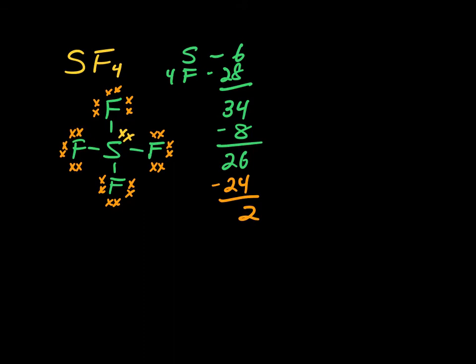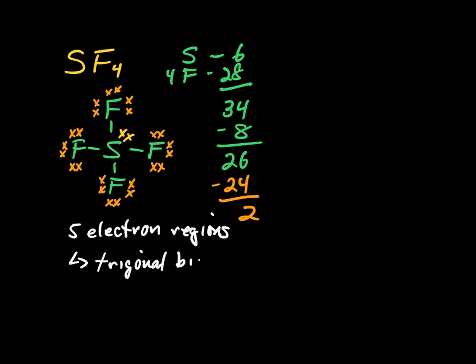So again, we have 5 electron regions. And we know that 5 electron regions try to assume a trigonal bipyramidal structure.